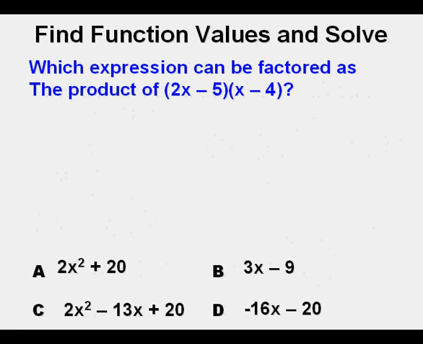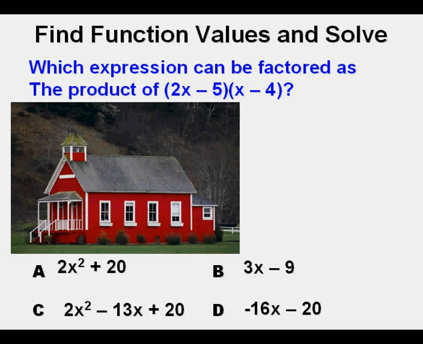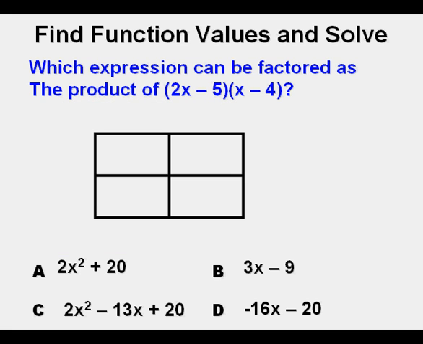Now we have another one. Which expression can be factored as the product of quantity 2x minus 5 times quantity x minus 4? Let's go old school way. Now you can use FOIL method, but I don't like FOIL method.